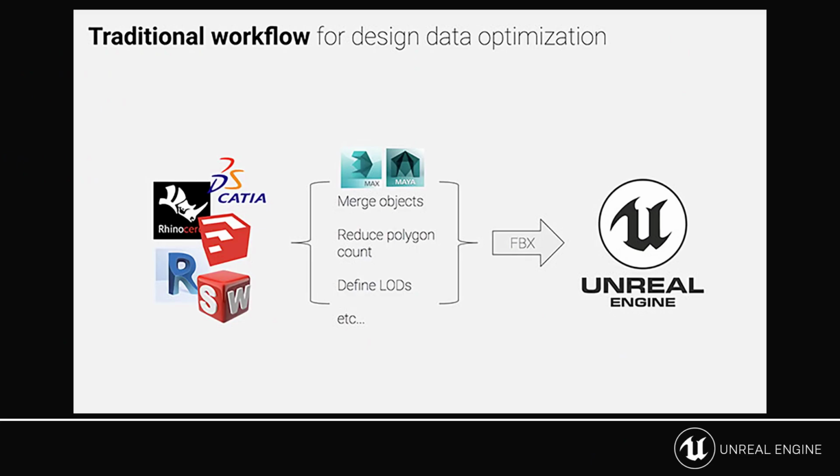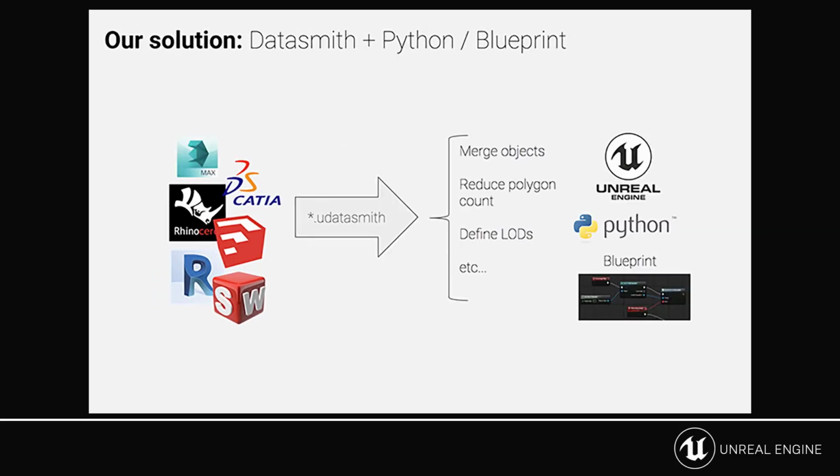So a traditional workflow for design and data optimization is much like what we talked about at the beginning. We're taking things from maybe SolidWorks or Rhino, whatever it may be. We need to bring it into something like Max or Maya, merge those objects, reduce polygon count, define the LODs, lay out the textures, clean up the data, whatever it may be. Maybe we're translating via FBX, and we bring that into Unreal Engine.